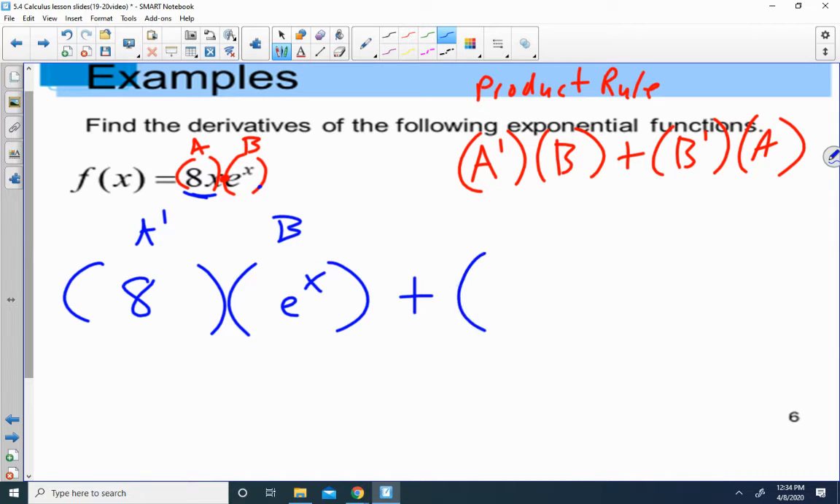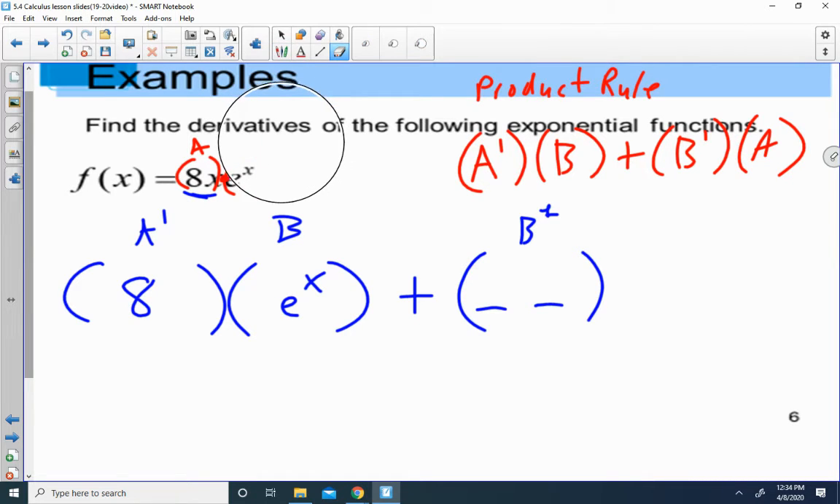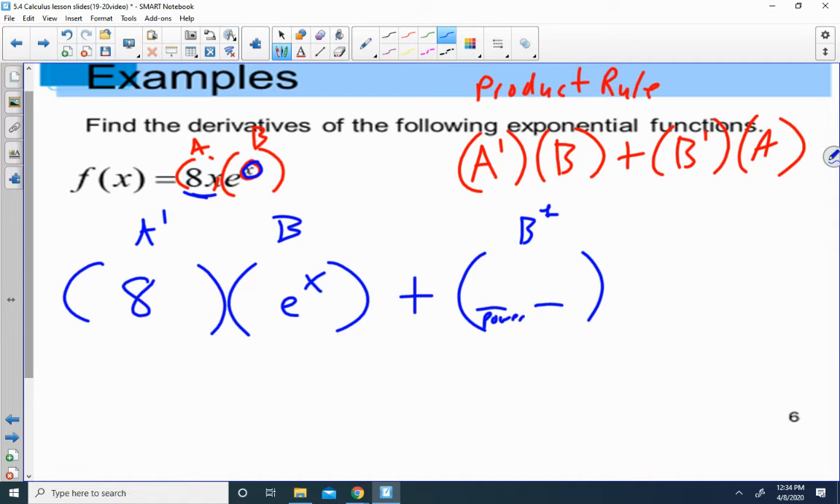And then plus, now we got to do B prime. So in other words, we got to take the derivative of B. So first, take a look at the power and derive the power. The derivative of the power x is just 1. And then take the original. The original is just e^x. So that's the derivative of B, it's just 1 times e^x. And then lastly, we just put A, where A is 8x.